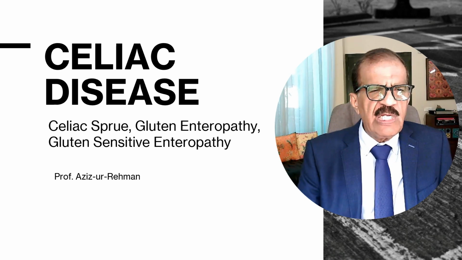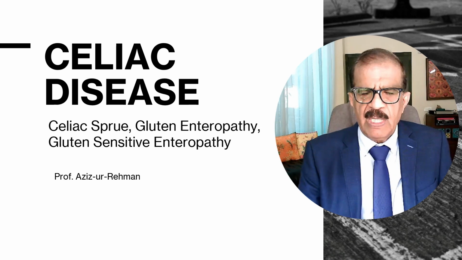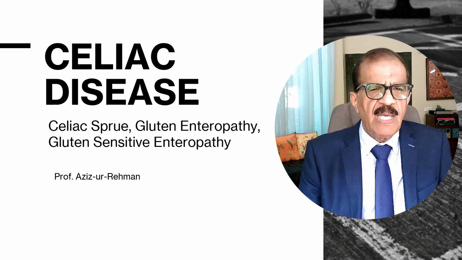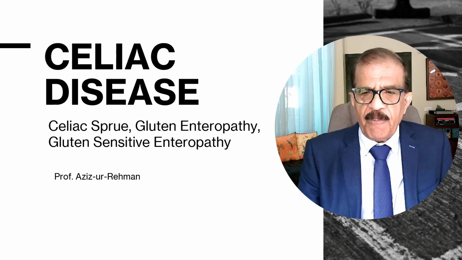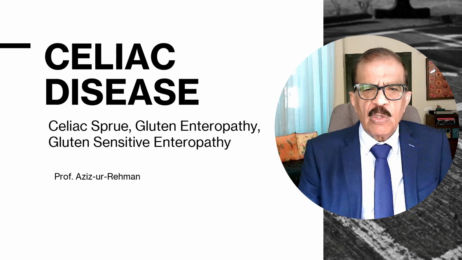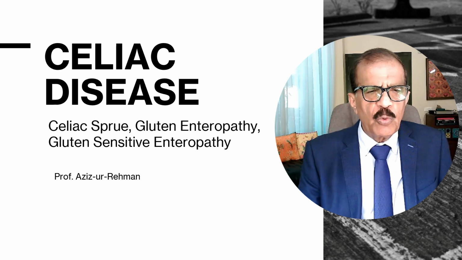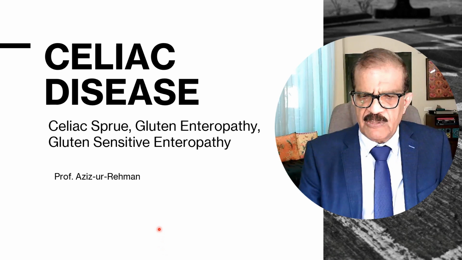It is also called celiac sprue because sprue refers to malabsorption, and it causes sprue diarrhea, and gluten enteropathy. Since the cause is related to gluten, which is a protein mainly found in wheat, and the main pathology is in the intestine, we call it gluten enteropathy or gluten sensitive enteropathy. So whatever name you may use, it refers to the same condition called celiac disease.